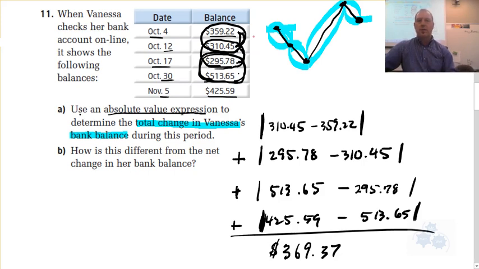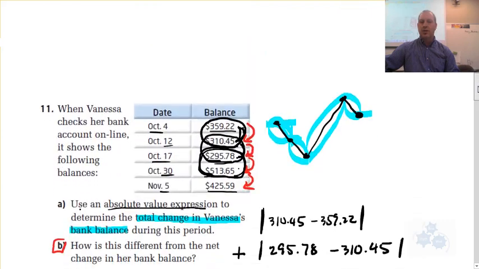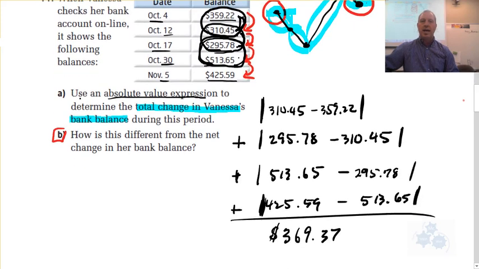So the difference between those two, the difference between those two, the difference between those two, the difference between those two. You take the absolute value of all those and you add that up, you should get this. So the bank account changed a total of $369, and that's different from B. How is that different from the net change? Again, from the beginning of this question, as I mentioned, the net change is just the difference between the beginning and the end.